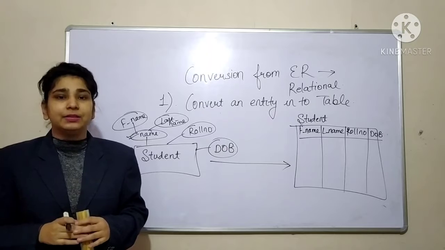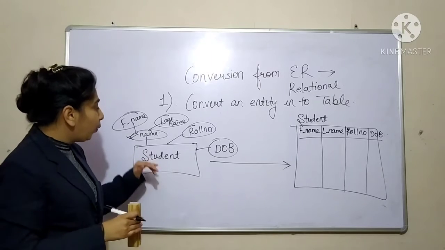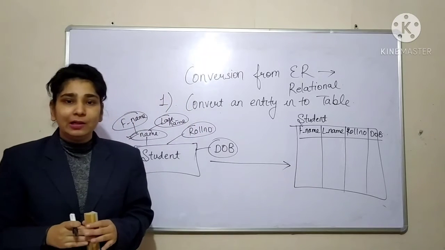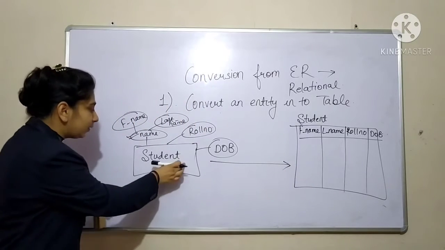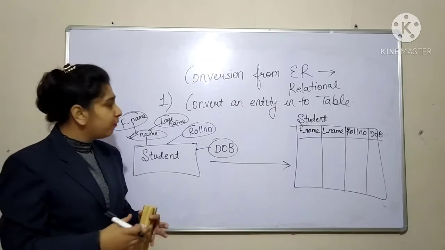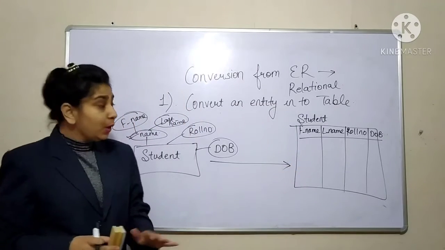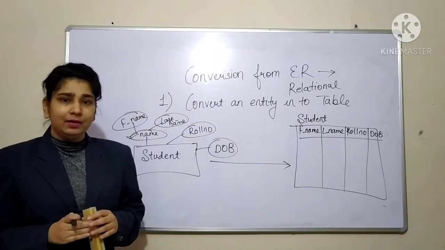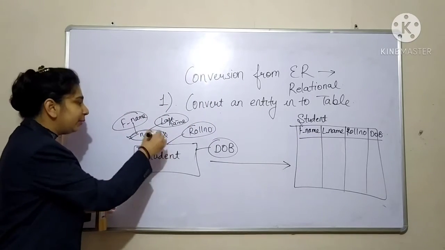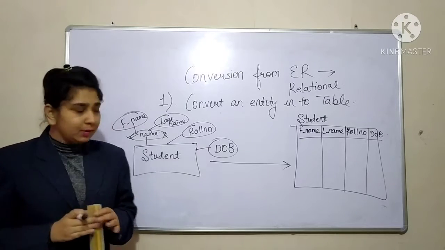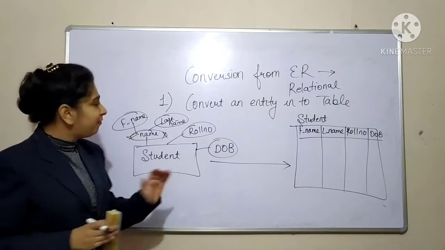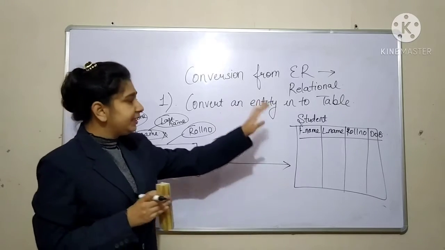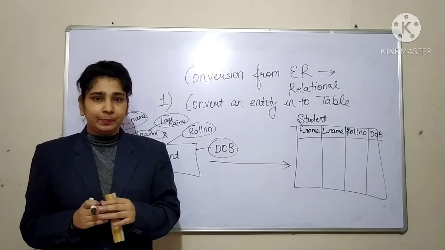According to this entity, this is how we convert our entity into the relational model. For this entity, the tabular form looks like this. We always include simple attributes in the table. You will not be including the composite attribute. So this is just the first basic step of how we convert our entity into the table.